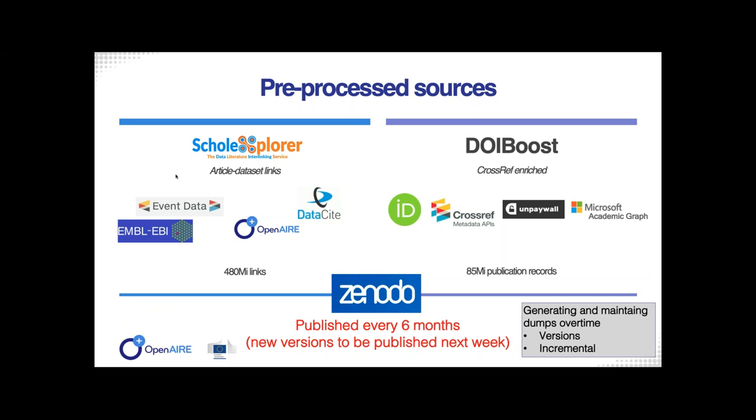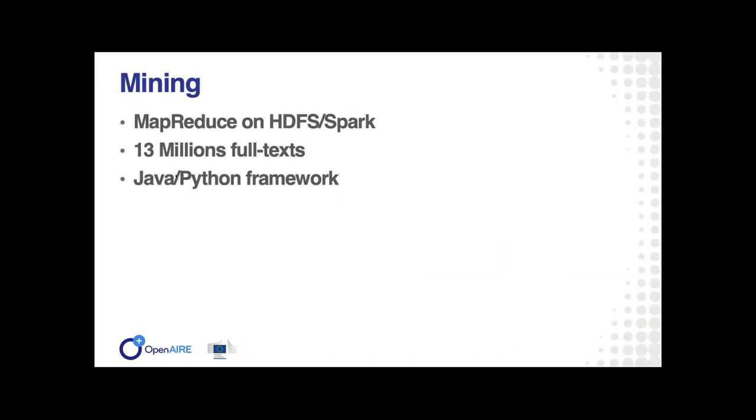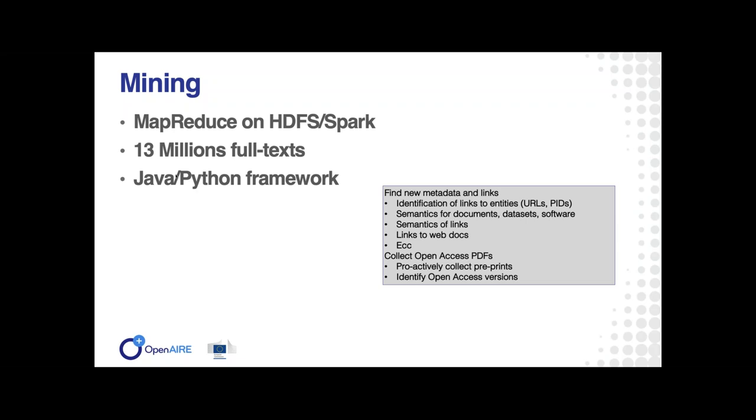So versions should be kept and maintained over time, should be produced as much as possible incrementally, and so on. Mining. We use HDFS and Spark. We have around 13 million full texts, 12 to 13 million, depending on new collections that will be included. And we use a Java and Python framework here. So you are very welcome to write this kind of algorithms, taking into account you will access in parallel the full text related to the article.